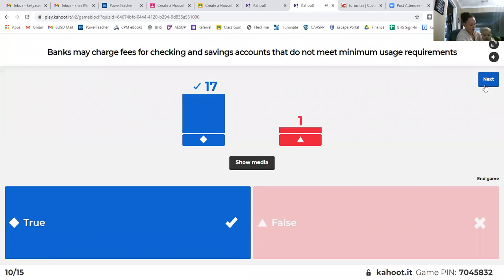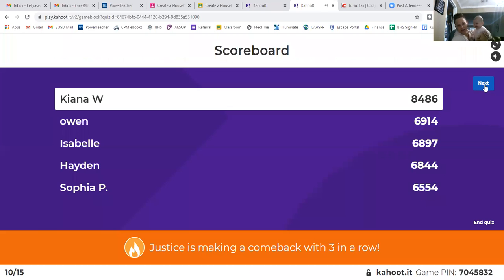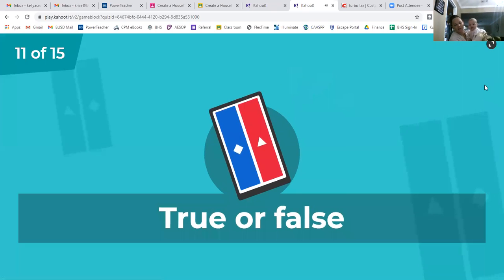That is true. If you don't use them enough, depending on what your requirements in your contract are, they're going to charge you.